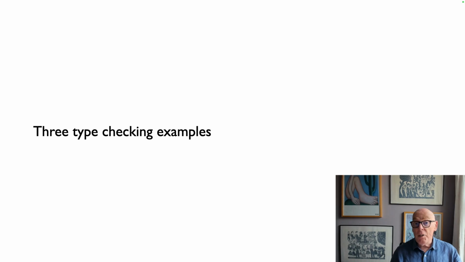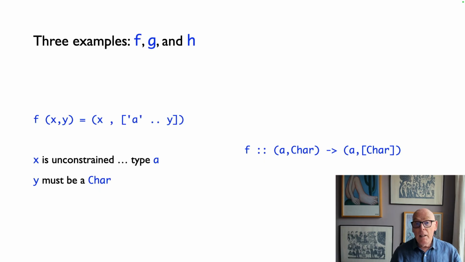This segment looks at 3 examples of type checking in a polymorphic context. Let's start off with the function f. F takes 2 elements, x and y, as a pair, and it returns a pair of x paired with a list enumeration that begins with the character a and ends with y.